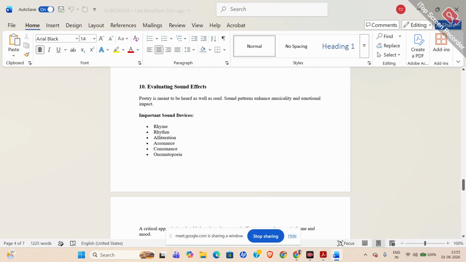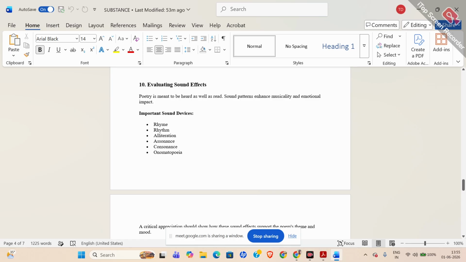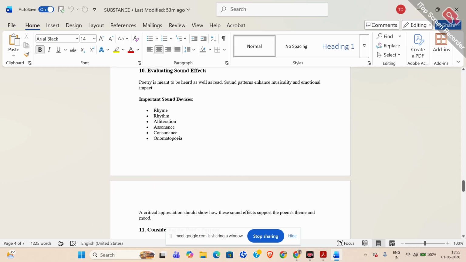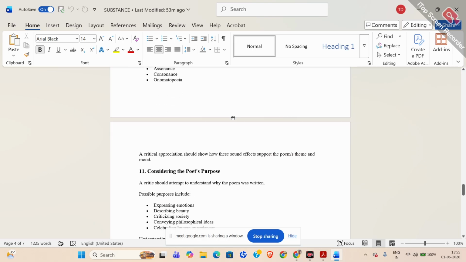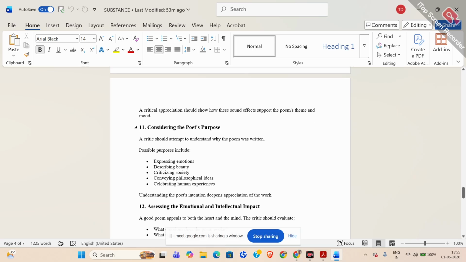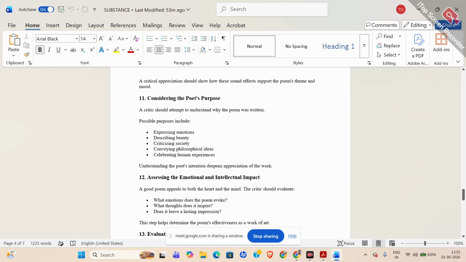Evaluating sound effects. Poetry is meant to be heard as well as read. Sound patterns enhance musicality and emotional impact. Sound devices গুলো হচ্ছে rhyme, rhythm, alliteration, assonance, consonance, onomatopoeia. So এগুলো figures of speech actually. A critical appreciation should show how these sound effects support the poem's theme and mood. এটা করতে হবে.